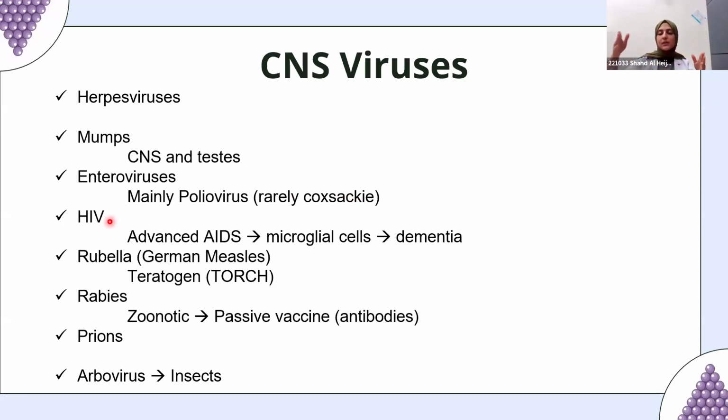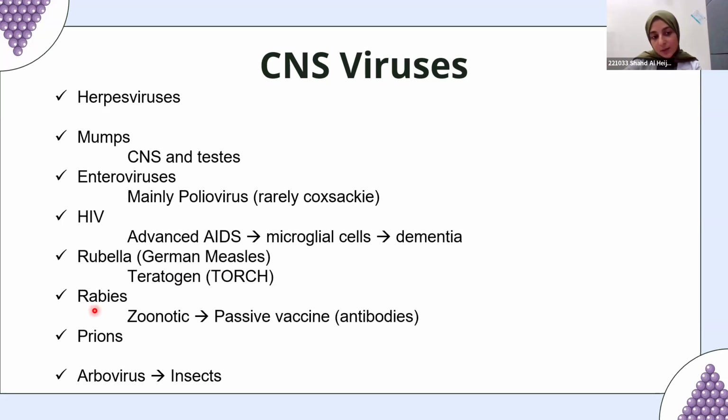HIV in advanced AIDS, so in advanced stages, HIV will also affect the microglial cells. Microglial cells are derived from macrophages in that lineage. So HIV can affect the microglial cells and they will cause dementia. Rubella. Rubella is also known as German measles. And remember we mentioned rubella as a teratogen. So if it's passed from the mother to the baby in the first trimester through the placenta, it will cause basically problems with the fetus, with the maturation, the development and growth and so on. So it's a TORCH infection. TORCH are the teratogenic infections.